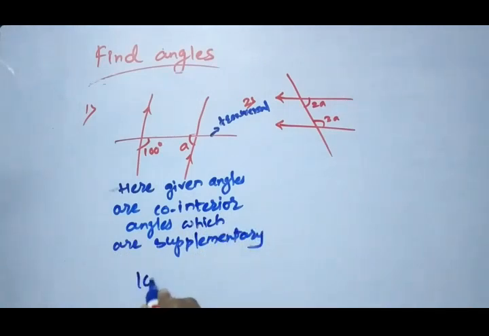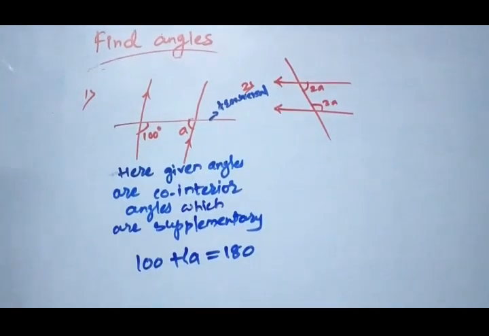So friends, 100 plus A is equal to 180 degrees. 100 plus this angle A is what? 180 degrees. So friends, angle A is equal to 180 degrees minus 100. Solve this equation, you will get 80 degrees. So angle A is what? 80 degrees.